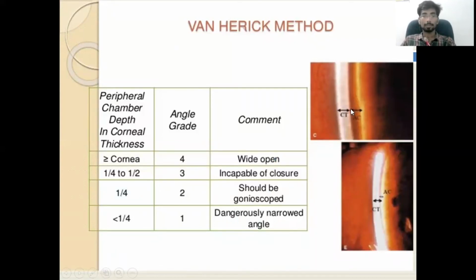So if the anterior chamber depth is more than the corneal thickness, it is grade 4. If it is less than 1/4 of the corneal thickness, it is grade 1. If it is 1/4, it is grade 2. If it is 1/4 to half, grade 3. So for grade 2 and grade 1, we have to do gonioscopy.